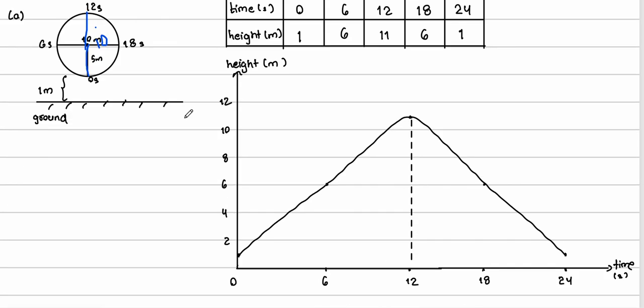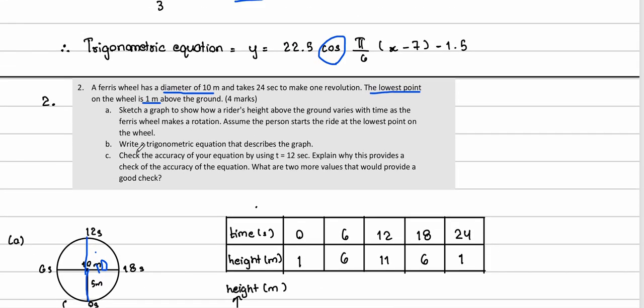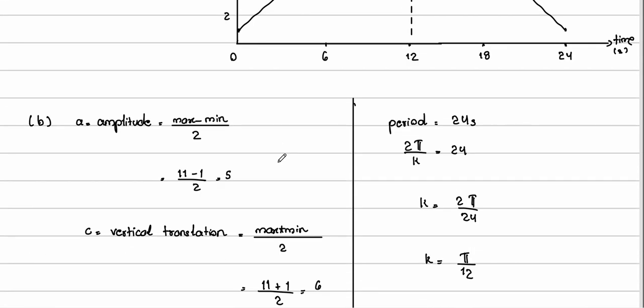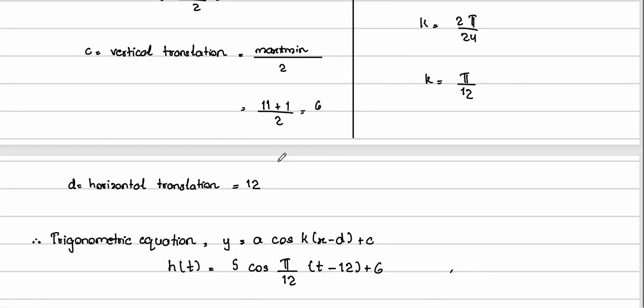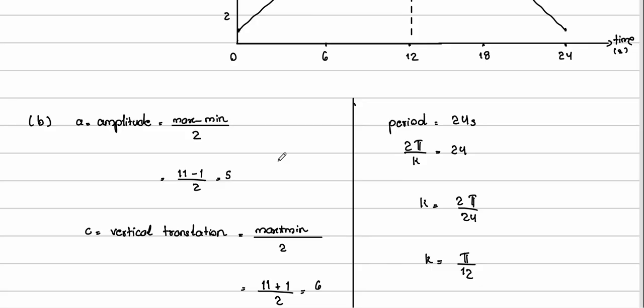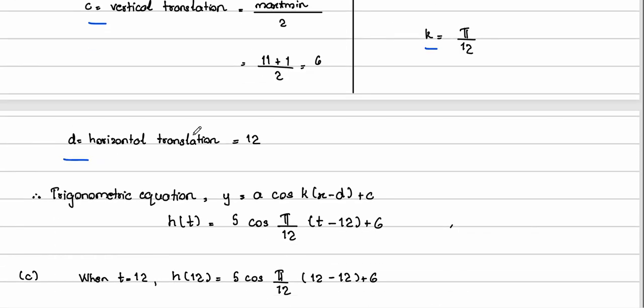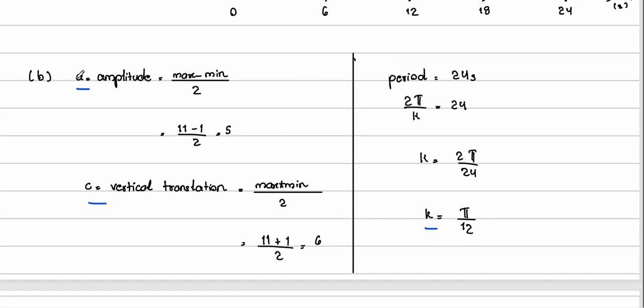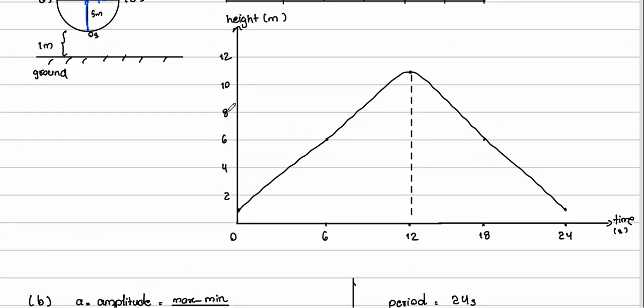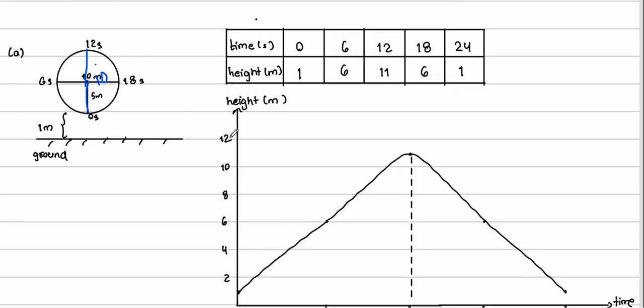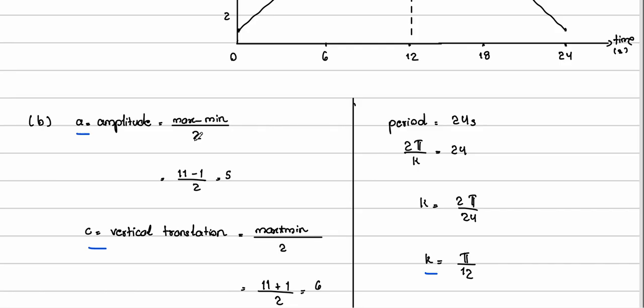For part B, write a trigonometric equation that describes the graph. As we did in the first question, we're going to use the cosine function as well. So we're going to find A, C, K, and D. I've already carried this out, so we're going to start with A, which is maximum minus minimum divided by 2. In this situation, the maximum is 11 meters above the ground, and the minimum is 1 meter above the ground. So 11 minus 1 divided by 2 is 5.